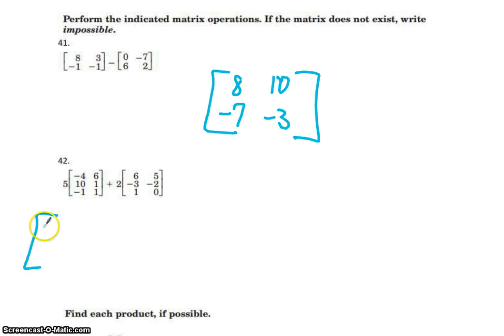42, you're going to have to distribute your 5 and distribute your 2 first. So you're going to say 5 times negative 4 is negative 20. 5 times 6 is 30. 5 times 10 is 50. 5 times 1 is 5. 5 times negative 1 is negative 5. And 5 times 1 is 5.